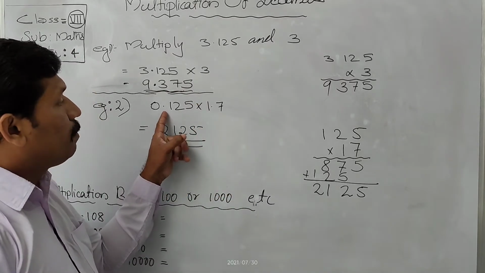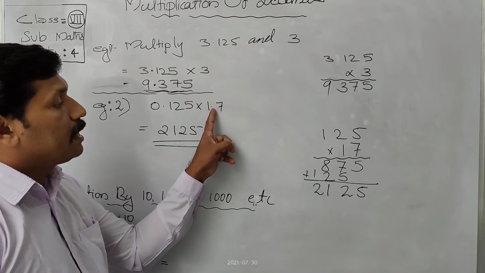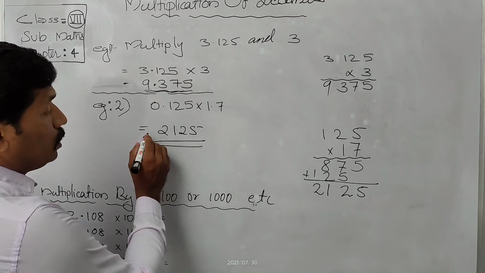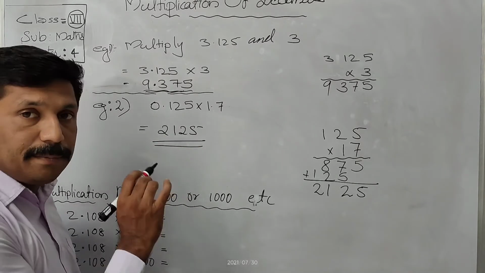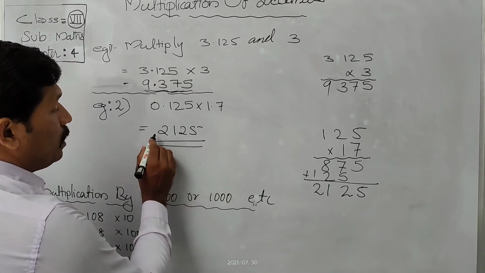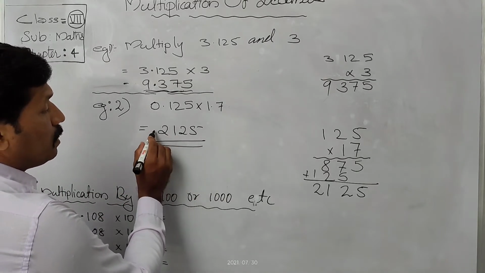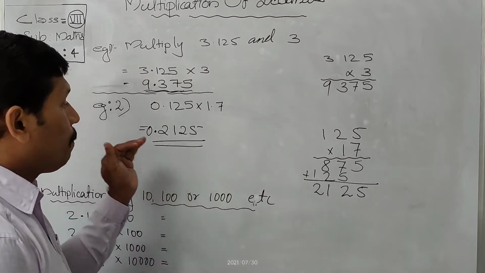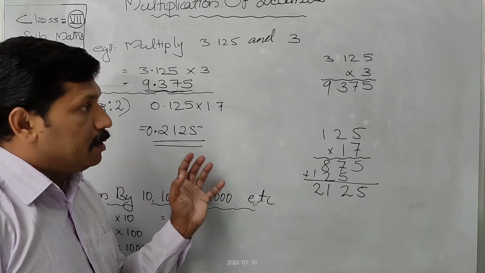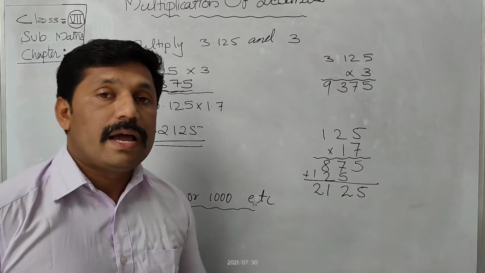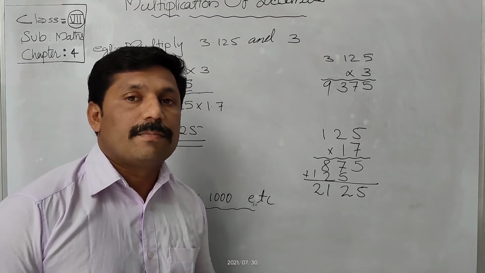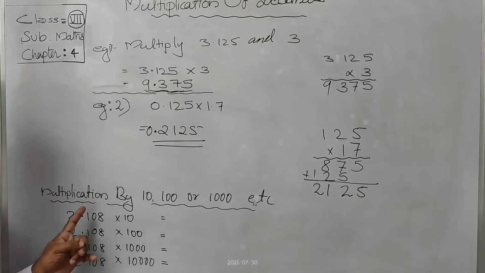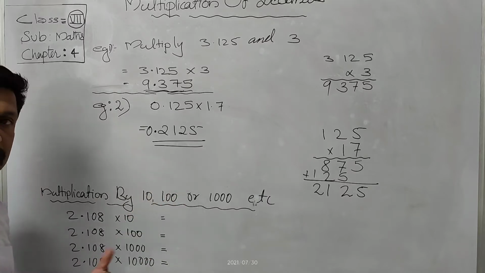Now, where do we have to place the decimal point? Here you see that the multiplicand has 3 decimal places, and the multiplier has 1 decimal place. Total 3 plus 1, 4 decimal places. So in the product also, 4 decimal places should be there. That means after the decimal point there should be 4 digits. So we place the point here: 0.2125. That is the product. In this way we can multiply a decimal number by a whole number, or a decimal number by another decimal number. Next we see multiplication by tens, hundreds, thousands, or 10,000, etc.